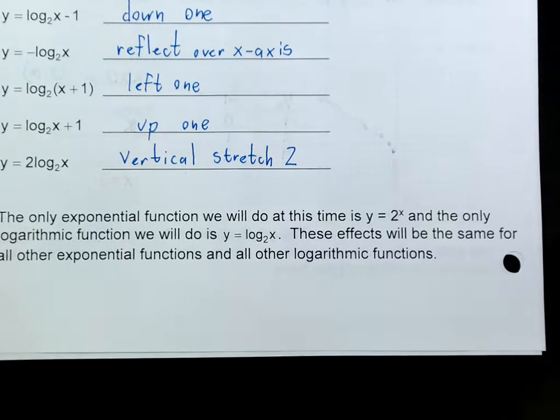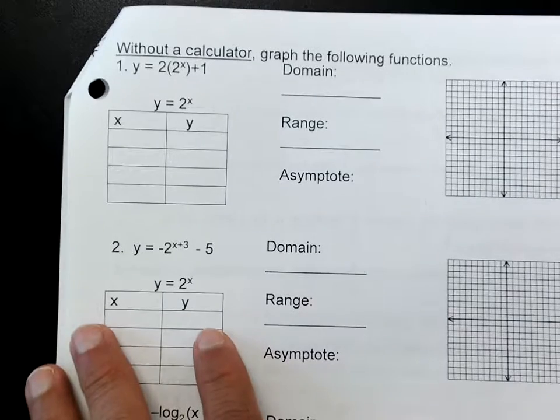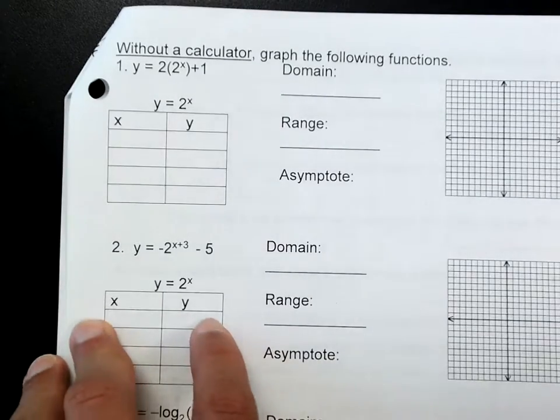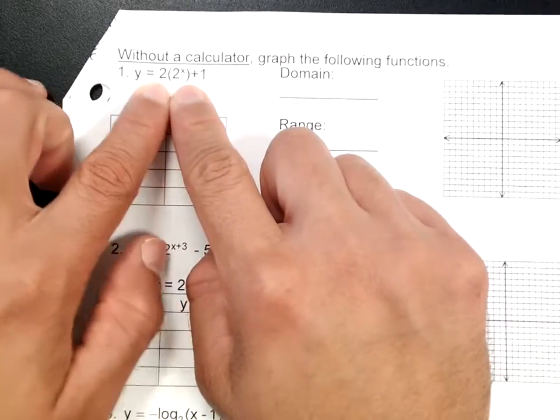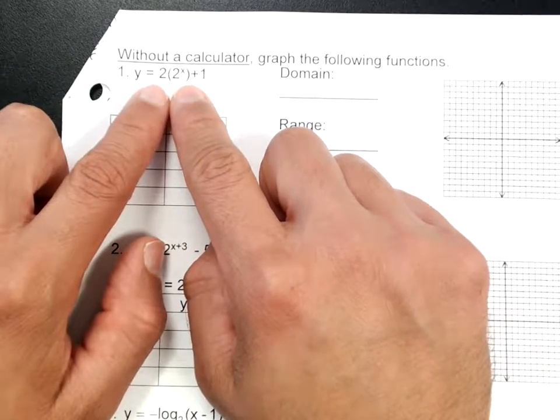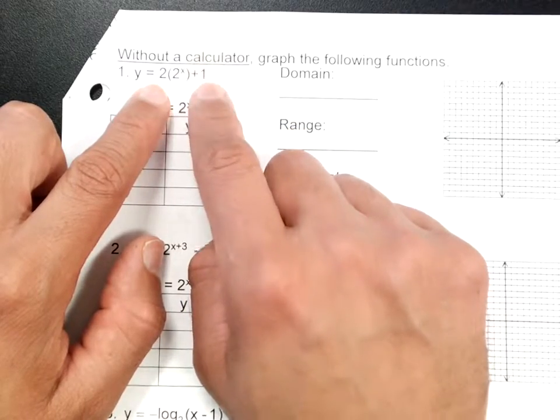Okay, so notice that they're going to be the same. The hard part, I think, becomes graphing these according to all of these. So let's take a look at one without a calculator. Let's first talk about what type of changes I have. This is a vertical stretch by a factor of 2, and this is up 1. Remember, it's outside, so it's up 1.